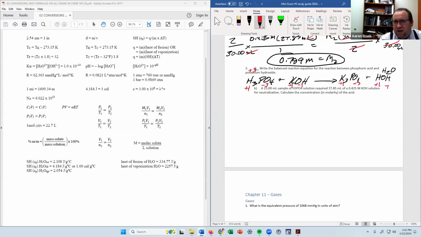It's done from that standpoint. Now we just need to match up and figure out the pieces and parts here. I can look here and see that I need three potassiums, so I'm going to get three potassium hydroxides from that. I need three hydrogens and three hydroxides, so that would mean three waters as well. So now we've got all of that arranged. We've got the balanced equation.